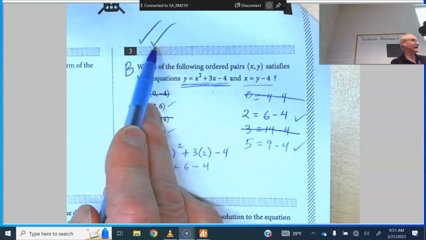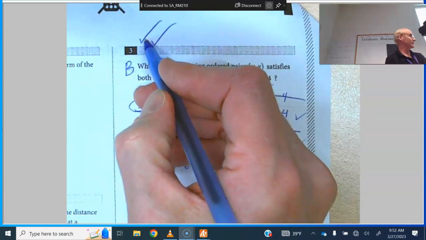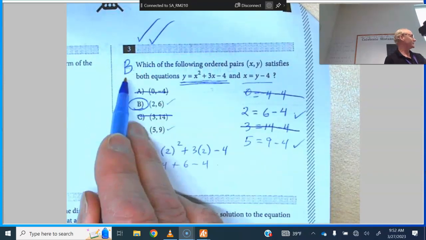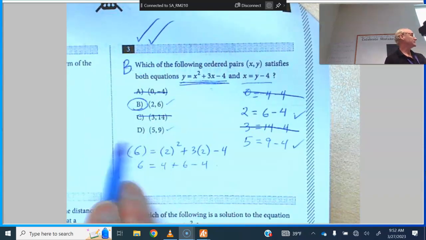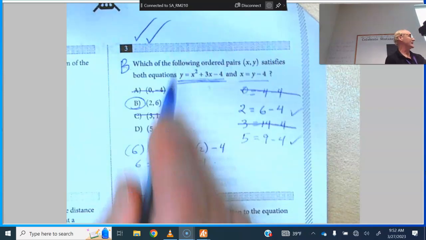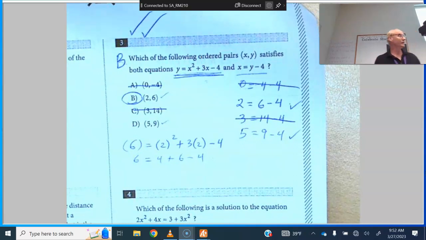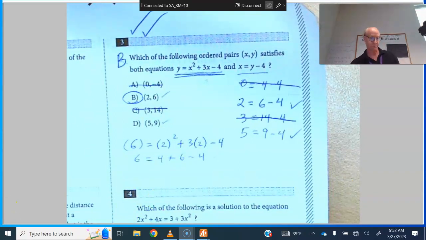Now, when I classify these, I put a single check if I think I'm probably right. If I'm almost sure I'm right, I put 2 checks, and I'm very sure on B. But I have not tested D. So maybe I made a mistake or something. So I would come back to it and maybe put a star on it if I check D. For now, I'm done, and I'd move on because you don't want to overspend time if you can help it. Try another one.